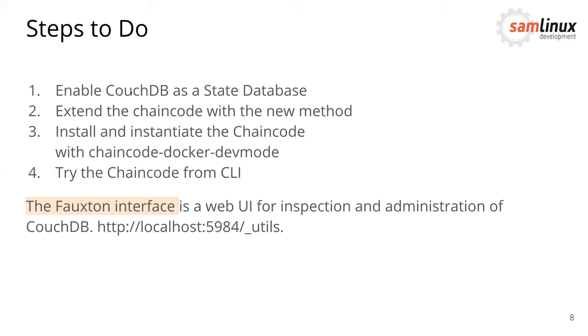So the steps to do are that we first have to make our network CouchDB enabled for a state database. And then we can extend our chaincode with this new search method. And then we have to install and instantiate it. And in our case, we will do it with the Docker chaincode dev mode. And then we can try it from the command line to query this CLI.